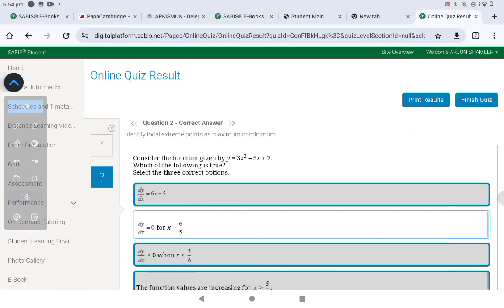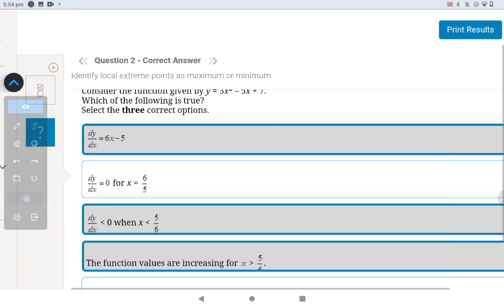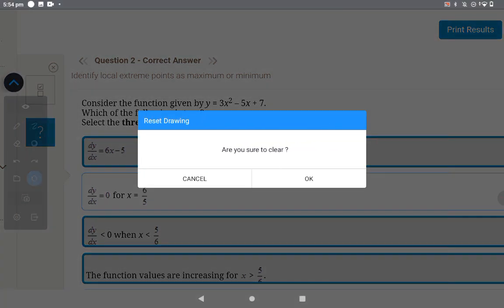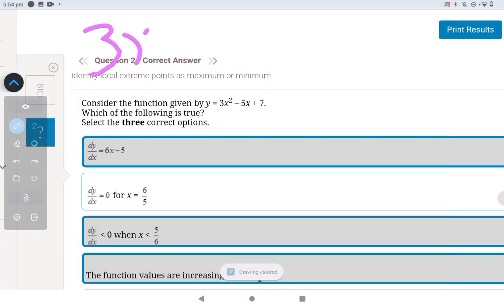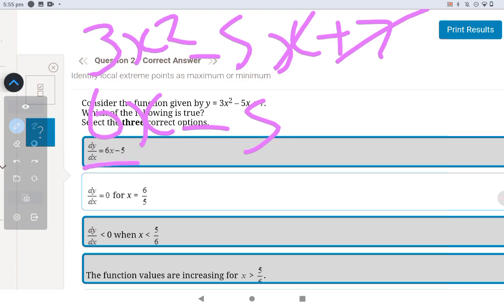Okay, consider the function given by y is equal to 3x squared minus 5x plus 7. Which of the following is true? Okay, now firstly let's find the derivative. So 3x squared minus 5x plus 7, derivative 6x, because we multiply 3 and 2, minus 5, the variable cancels out. There's no variable for 7, so there's no 7 now. So 6x minus 5 is the derivative, so the first option is correct.